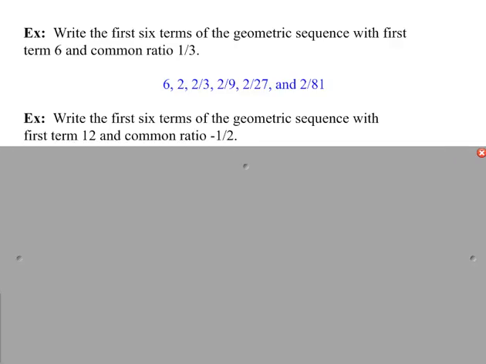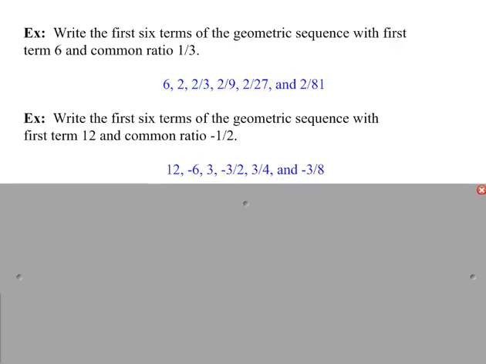Write the first 6 terms of the geometric sequence with first term 12 and common ratio -1/2. So we're going to multiply 12 times -1/2 and get -6. Then -6 times -1/2 will give us +3. Then +3 times -1/2 will give us -3/2. And we continue multiplying by -1/2 to get 3/4 and -3/8 for the first 6 terms of this sequence.